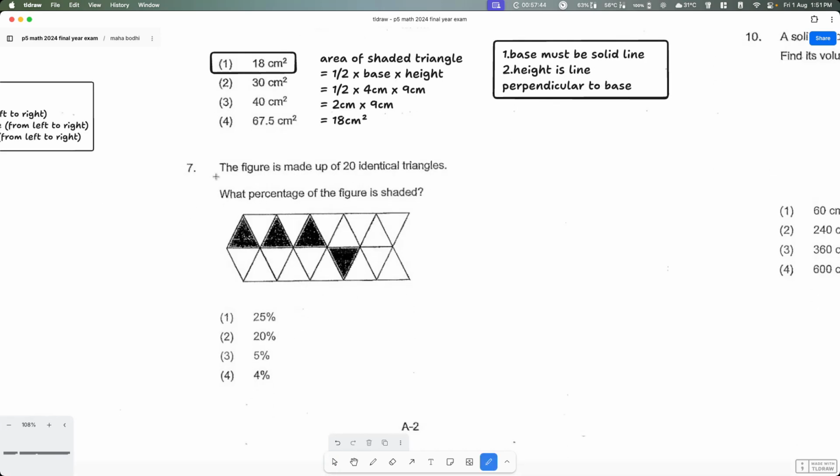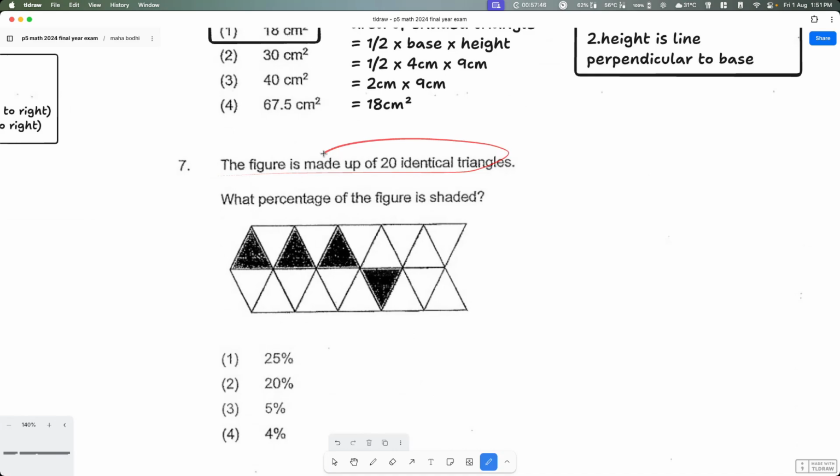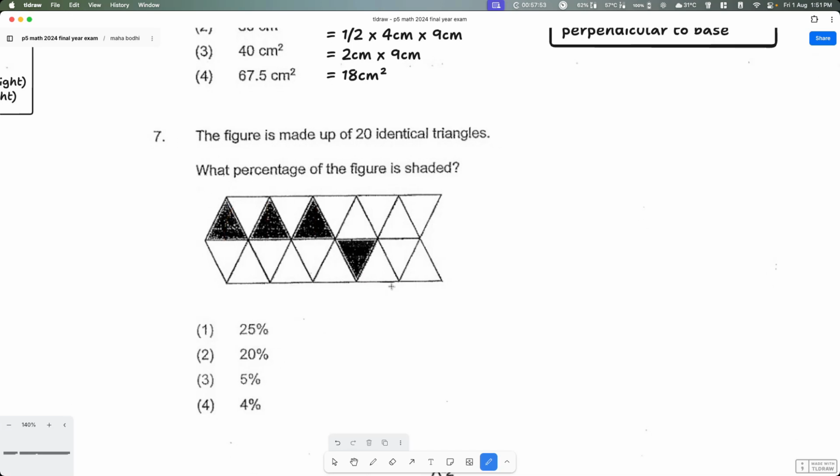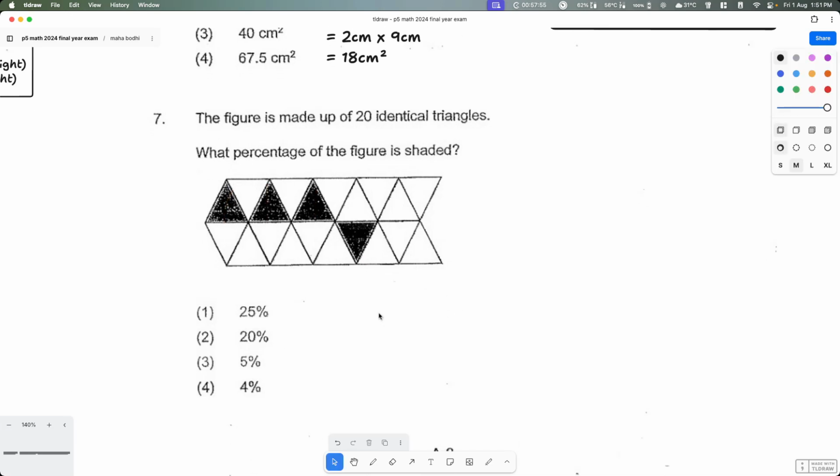Question number 7. The figure is made out of 20 identical triangles. What percentage of the figure is shaded? You got 1, 2, 3, 4. Basically, the first step is to convert this into a fraction. So 4 of 20 is the fraction for the shaded part. I just put here shaded equal to 4 of 20.